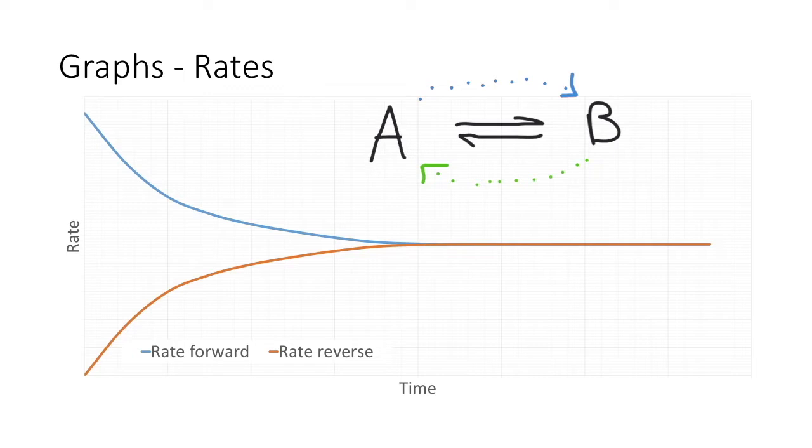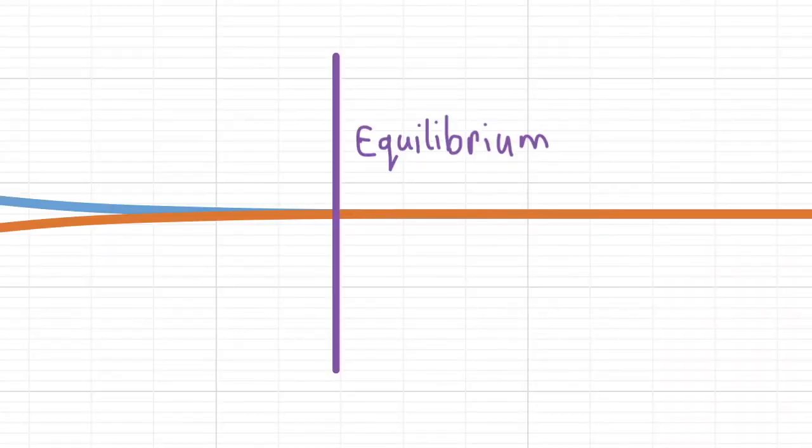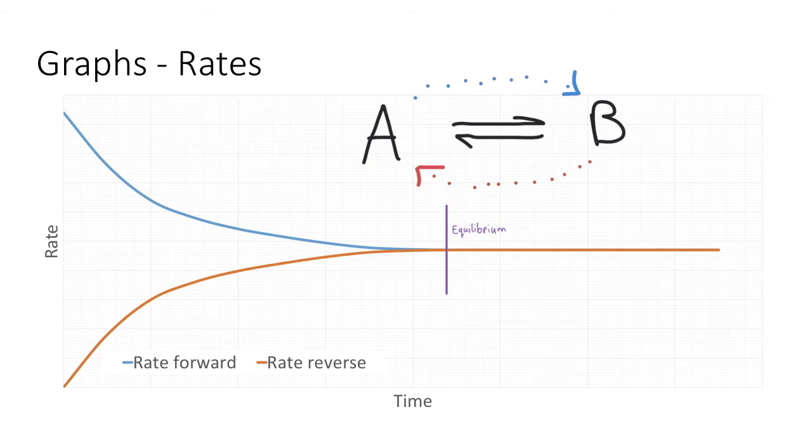But of course, we've got this reversible reaction going on, so A is making B, B is reacting to form A, and eventually the rates of the forward and reverse reaction will be equal. So when the graphs level out, that's when the rates of the forward and the reverse reaction are equal. That's when we have our equilibrium. That's when equilibrium is reached.